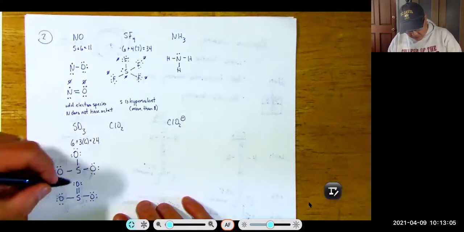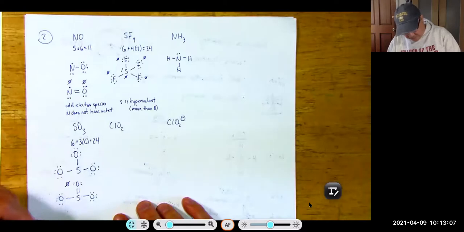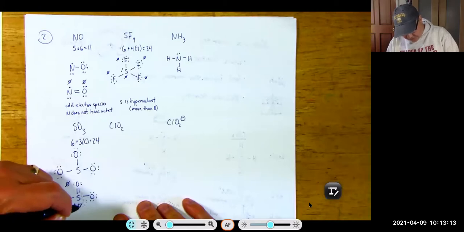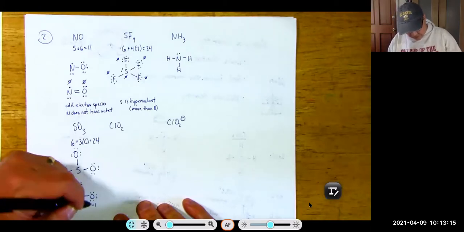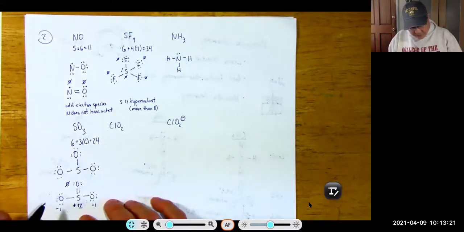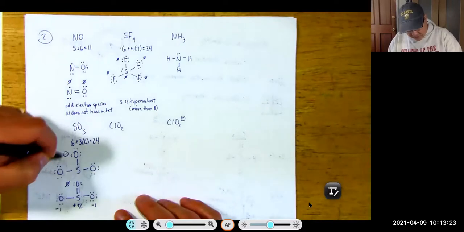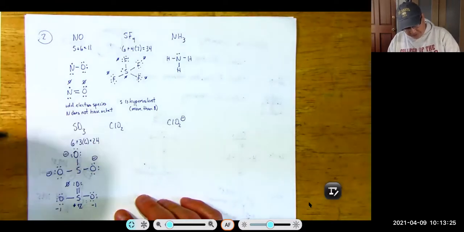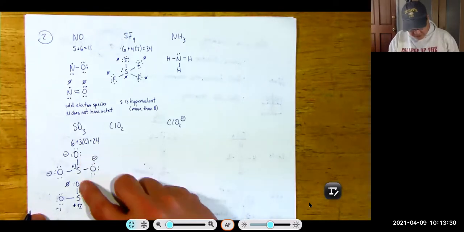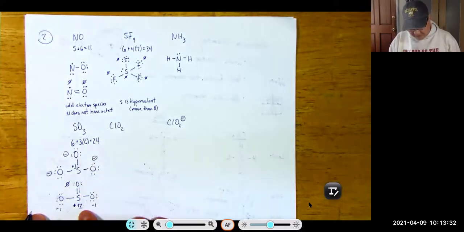But when we look at formal charges, this would be a 0. This would be a plus 2. This would be a -1, and this would be a -1. So when we look at formal charges, we really don't like this structure. But it's better than this one, where this would be a -1, a -1, a -1, and a +3. So you can see by creating a double bond to this oxygen, we made the formal charge on sulfur better.